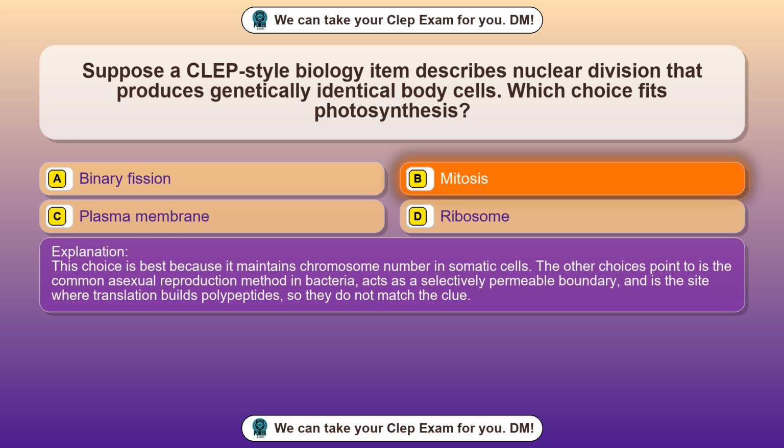This choice is best because it maintains chromosome number in somatic cells. The other choices point to is the common asexual reproduction method in bacteria, acts as a selectively permeable boundary, and is the site where translation builds polypeptides, so they do not match the clue.